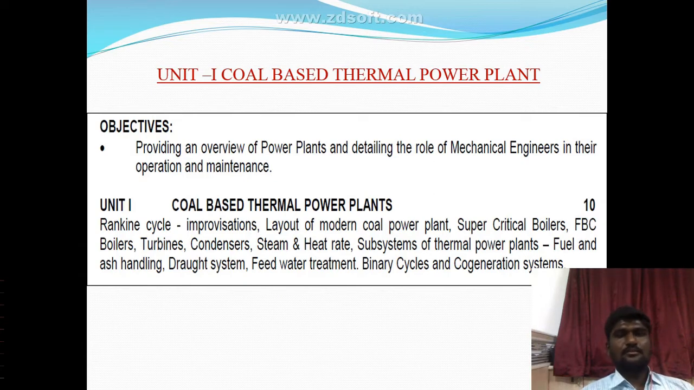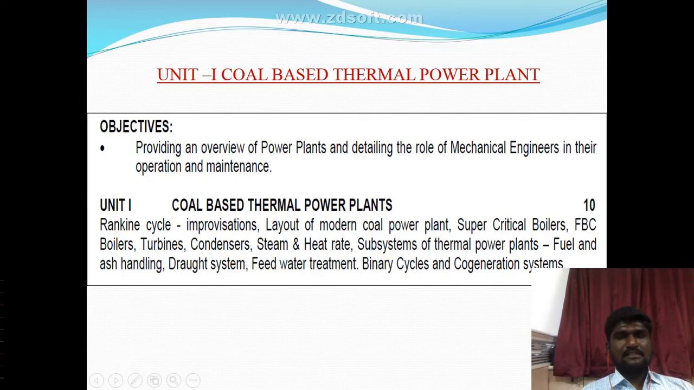What are the improvisations of the Rankine cycle, layout of a modern coal power plant, supercritical boilers and FBC boilers, turbines, condensers, steam and heat rate, subsystems of thermal power plants, fuel and ash handling system, draft system, feed water system, and binary cycles and cogeneration system. These are all the main systems we have to discuss in the coal based thermal power plant.